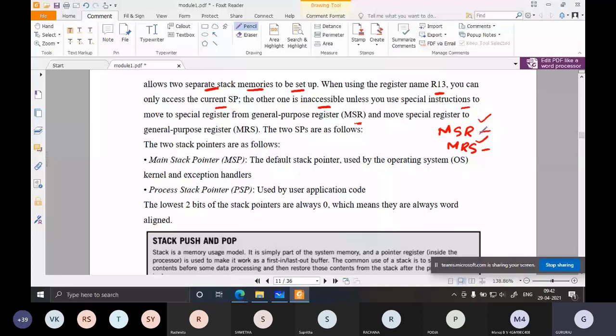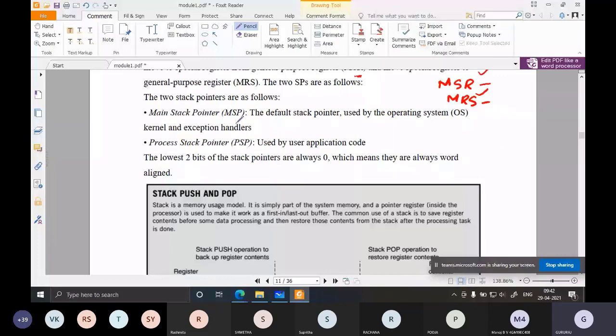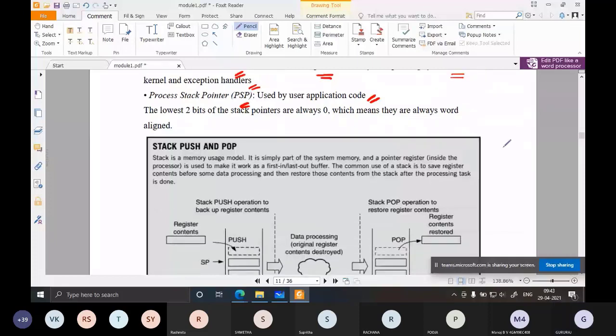So, main stack MSP and process stack PSP. See here, the main stack is the default stack pointer, and it is used by the operating system, the kernel and the exception handlers. The main stack is always used by the OS and the system applications which are run by the OS. But the process stack, if it is set up, will be used by the user applications or the third-party applications which are downloaded and installed. They are not the operating system processes or files.